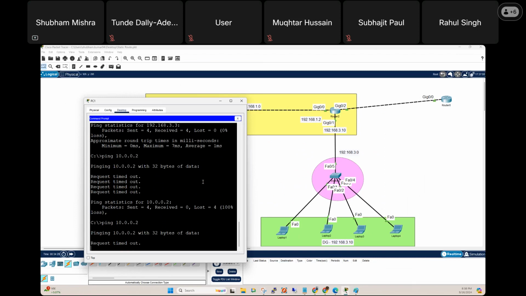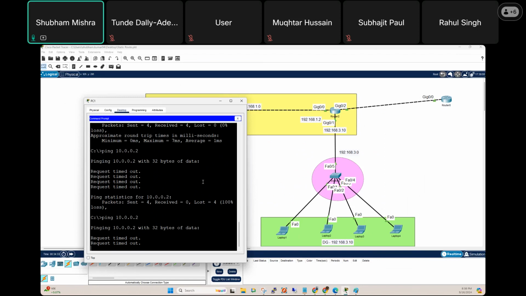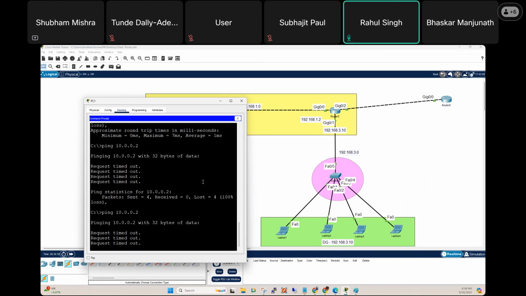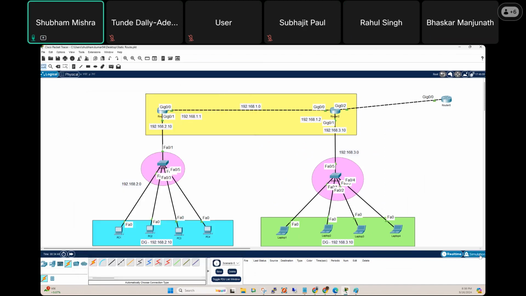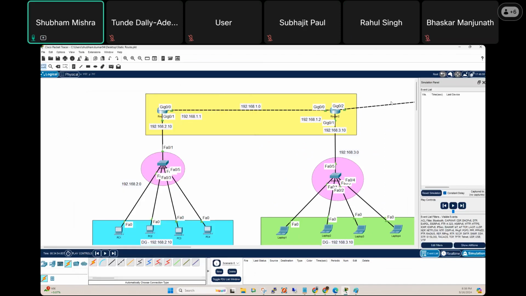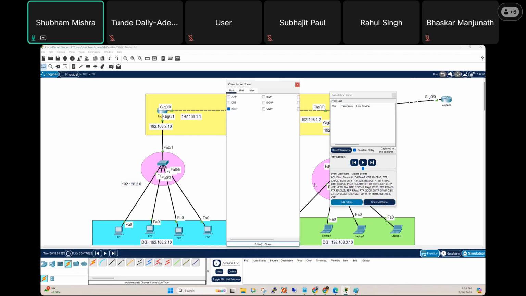Tell me. What is the reason? R1 also provide the 0.0.0.0 0.0.0.0. We haven't given the default IP for that route. I am asking what is the problem. Okay. I am showing you the simulation mode also.